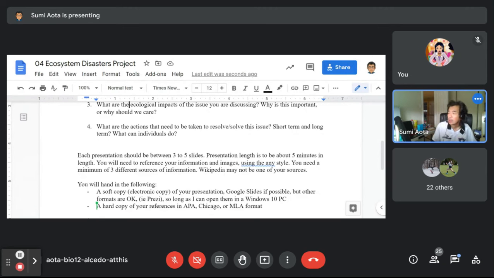Presentation length should be timed for about 5 minutes in total, right? So if you keep that in mind, it should take you roughly 5 minutes. You'll need to reference your information and images using any style you like. You need a minimum of 3 different sources of information. Wikipedia can give you leads, but Wikipedia cannot be one of your sources.